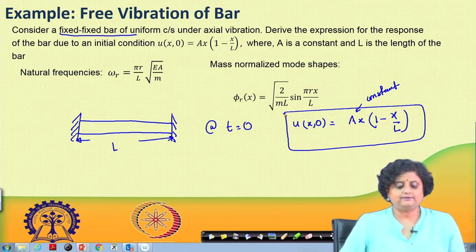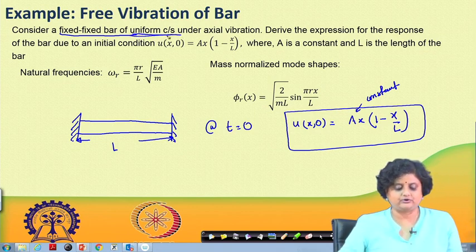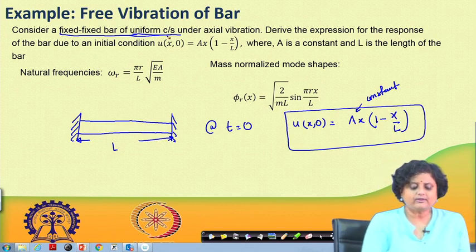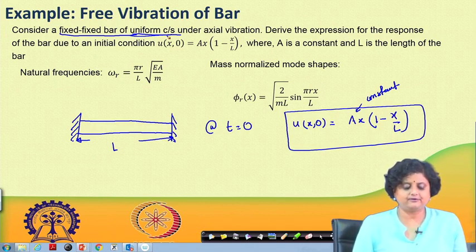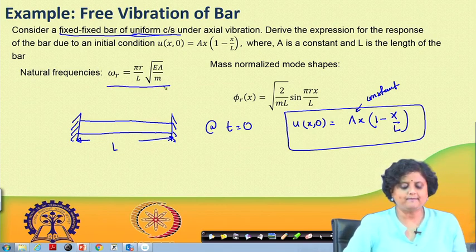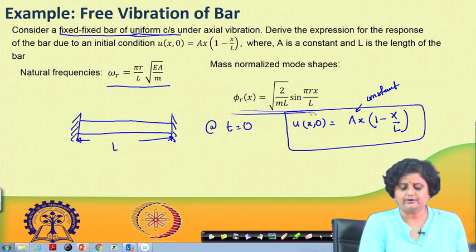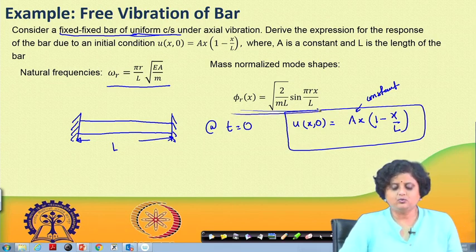Now let us see how we are going to solve this free vibration problem using modal analysis. One more thing that I have missed saying is that this has a uniform cross section. The natural frequency of a fixed bar is given as omega r is equal to pi r by L root over E A by m, and the mass normalized mode shape is also given as root over 2 by m L sin pi r x by L.